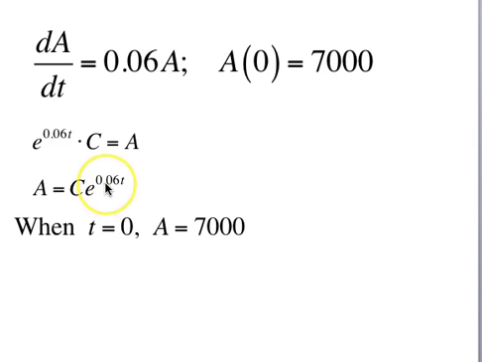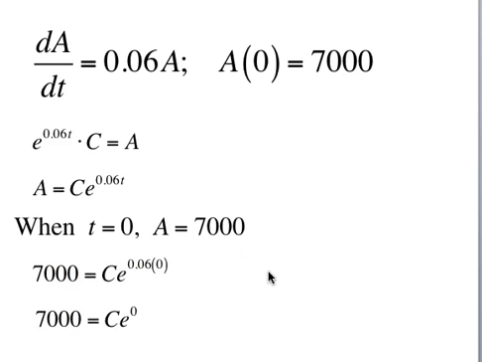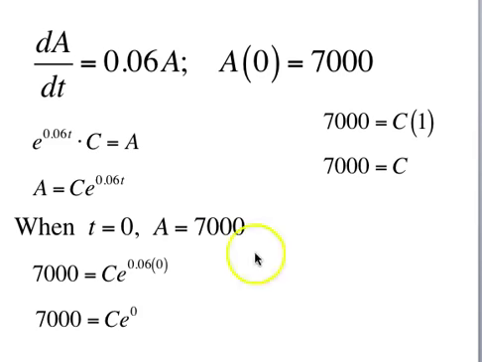Plugging in a 0 for t, 0.06 times 0 will certainly be nice, and A will be 7,000. So let's see how that behaves. Plugging in, A is 7,000 equals c times e to the 0.06 times 0. 0.06 times 0 is just 0. So I get 7,000 equals c times e to the 0. But e to the 0 is 1, so 7,000 equals c times 1. So 7,000 is c. So to finish this problem, all we've got to do is replace that c with 7,000.